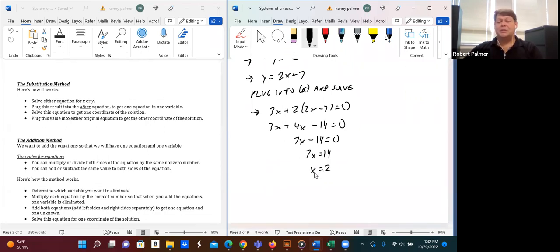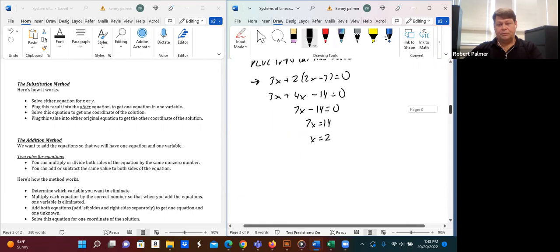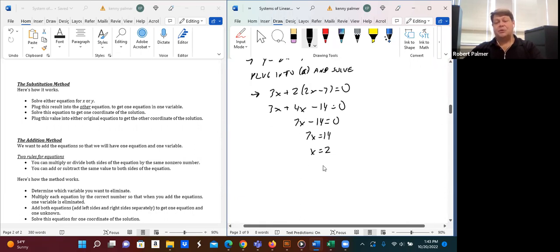Now, right away, we can already tell it's going to be an independent system. We'll see why in a moment. But we can tell this will give us one solution, an independent solution, with one pair of coordinates that will work.